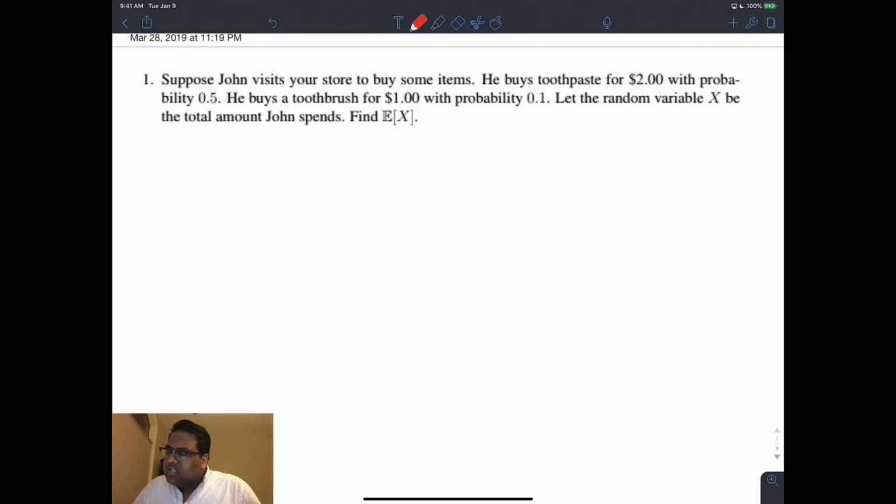So question 1: suppose John visits your store to buy some items. He buys toothpaste for $2 with probability 0.5, and he buys a toothbrush for $1 with probability 0.1. Find the expectation of the amount he spends. Okay, so X is the total amount he spends. Let's say X is equal to P plus B, where P is the amount he spends on toothpaste, and B is the amount he spends on a toothbrush.